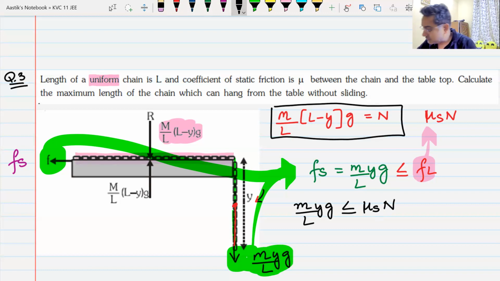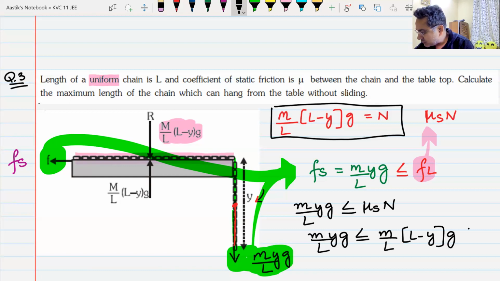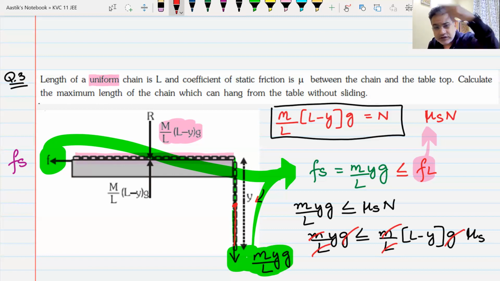And the value of n you already know. So now you can put them together. m by L y g should be less than or equal to m by L into (L minus y) into g multiplied by mu s. Some terms will get cancelled, g and g, m and L, and from here you can find out the value of y. y will come less than or equal to a certain value. So the maximum value you will get by equating this.